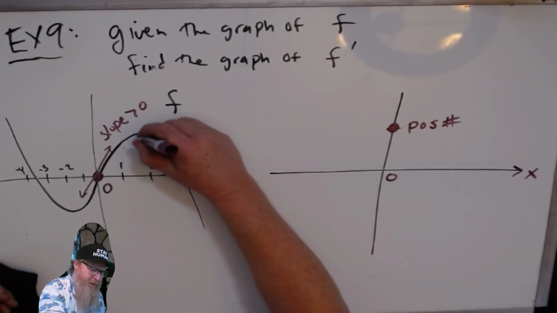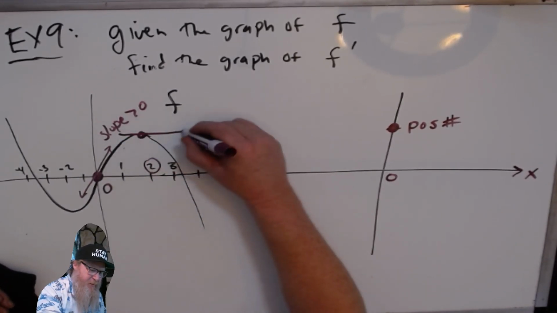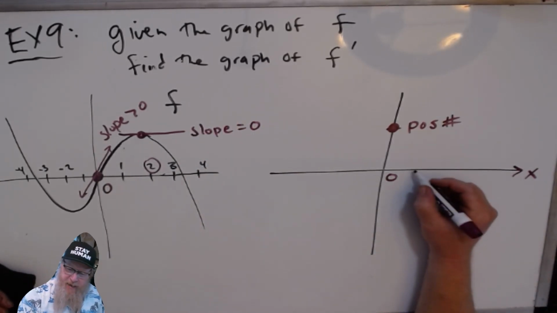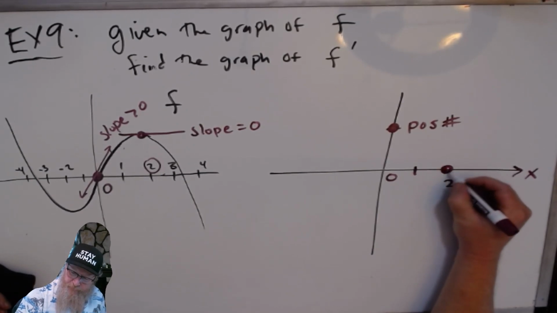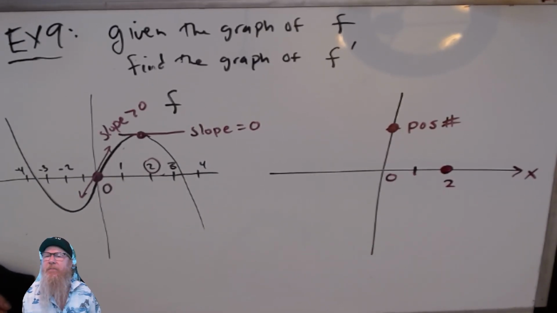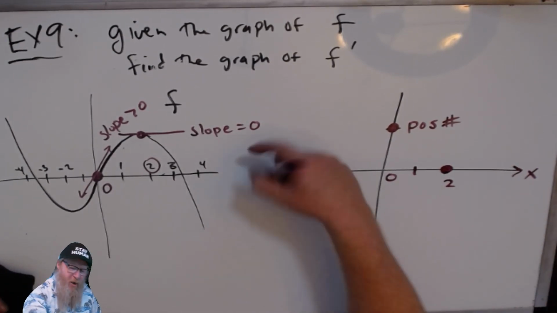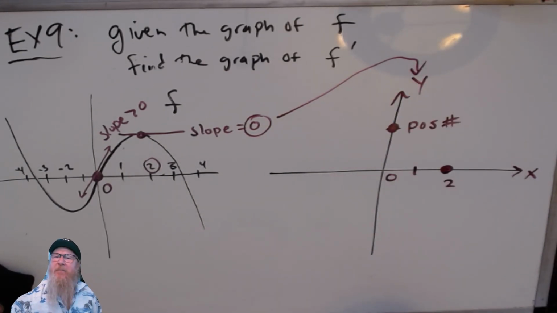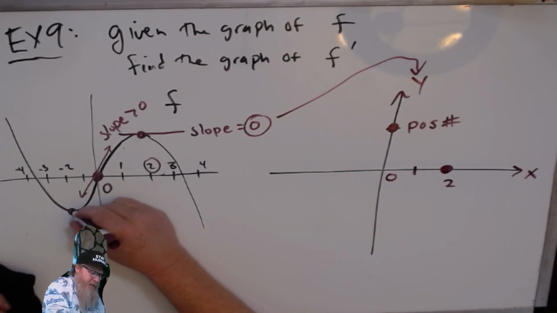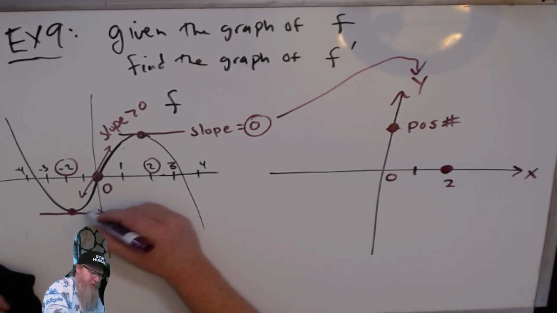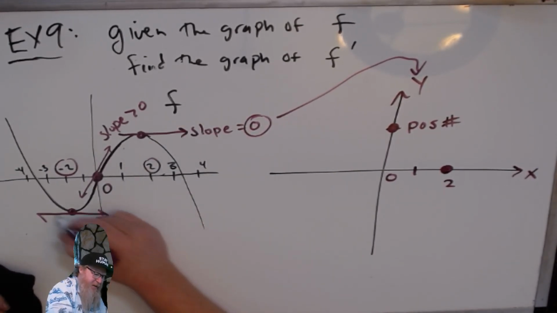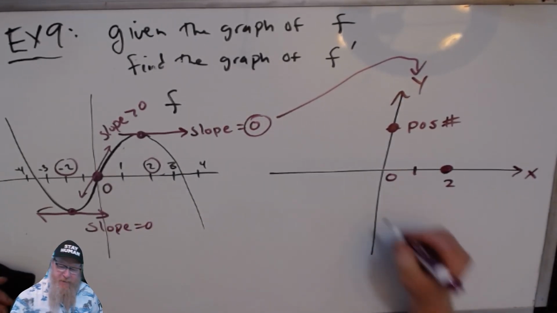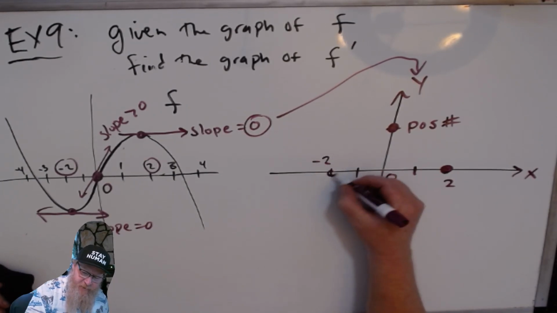All right, let's do at least 2 more points. So let's do right here, X equals 2. Slope is 0. So at X equals 2, slope is 0. Remember, the slope here becomes the Y value here. And then over here, -2. Again, slope is equal to 0. So -2, slope is equal to 0.